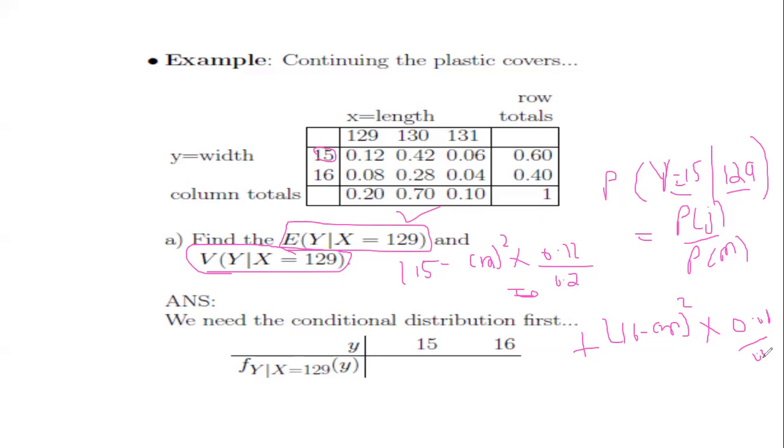To find the conditional mean, or the expected value of the conditional probability distribution, you have to multiply the value by the conditional probability. And to find the conditional variance, you have to subtract the conditional mean from the value, square it, and multiply by the conditional probability. These are a few concepts related to the joint PDF.